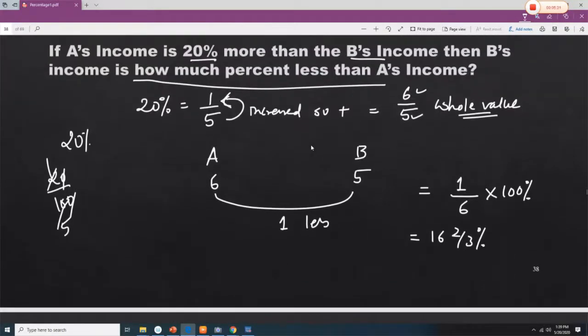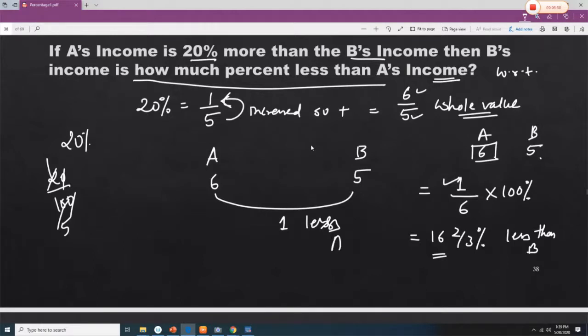Now 6 and 5 means A is 6 and B is 5. So it is asking in terms of A's income, with respect to A's income. So how much less? It is 1 less, and A's income is 6. So it is 16.23% less than B. So A's income.